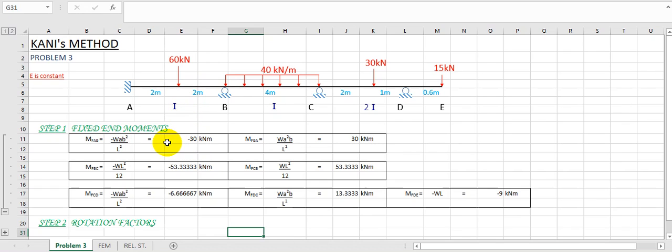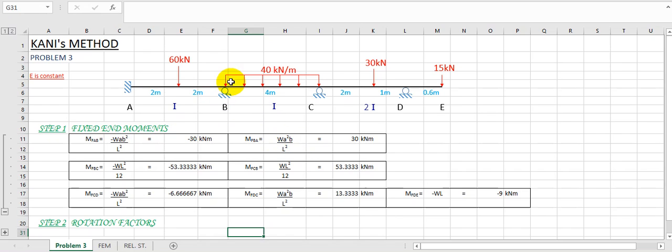Why is it minus 30? Because since this load is acting vertically downwards, it will try to bend my beam like this in a sagging manner, and this will produce an anti-clockwise resistive moment at A. Since the resistive moment is of anti-clockwise nature, according to my sign convention, I am considering anti-clockwise as negative. That is the reason I take it as negative, minus 30 kilonewton meter.